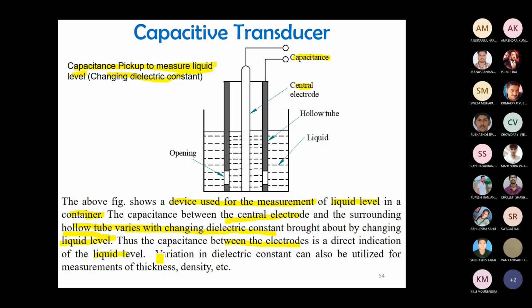So variation in the dielectric constant can also be utilized for the measurement of thickness, density, etc. So we are able to measure all the parameters. So how do you get the parameter? Your equivalent parameter: how much the capacitor value changes, so the length of the liquid changes. So how much the C values are changing and the equivalent voltage levels are changing. That's the important point. Due to pressure or due to changing of the level, your voltage level is changing, that you need to know.